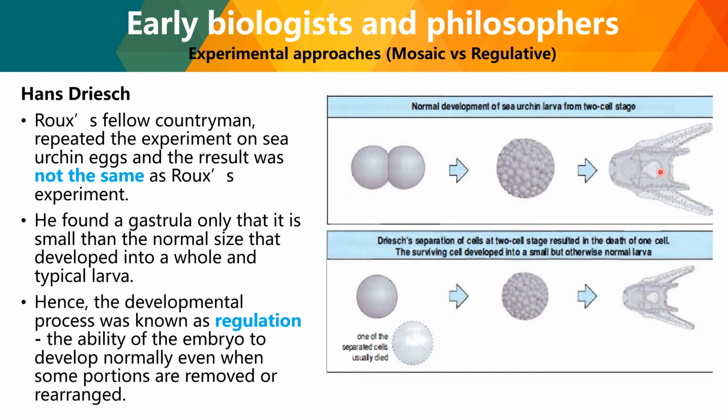stage. So in Driesch's experimentation, once one of the cells has been separated, and of course it will die, the cell that was left still developed into a full larva at the end. It's just that there's a discrepancy in the size. Okay? So determinant pa rin talaga yung stage nung cell for the development.